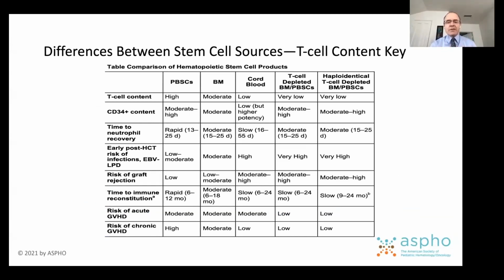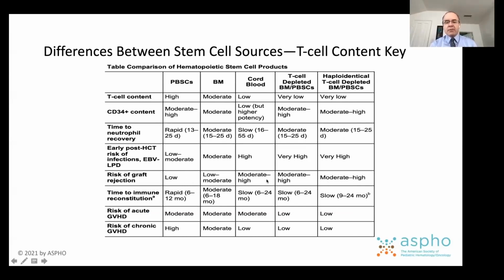If you understand why they're different, then that'll help you really address things. The first thing to keep in mind is, take a look at this. T cells matter. PBSCs have a lot of T cells, bone marrow is in the middle, cord blood very low. T cell depleted, very low, and haploidentical T cell depleted, very low. And because of that, the time to neutrophil recovery varies, but most importantly, risk of graft rejection changes.